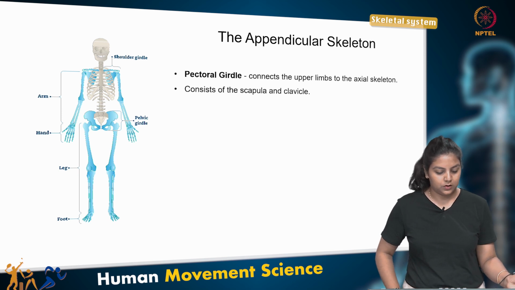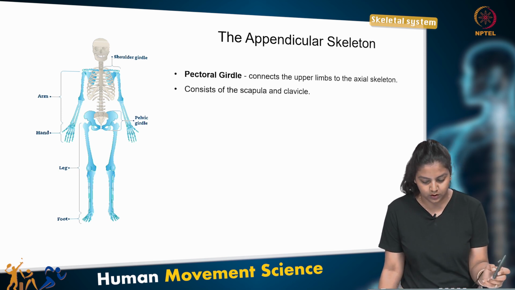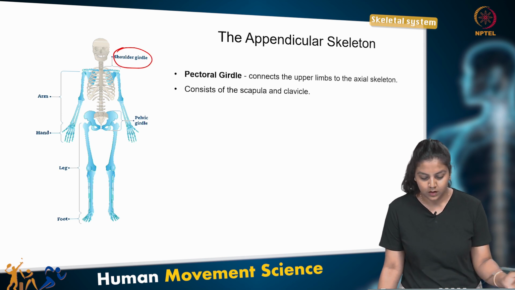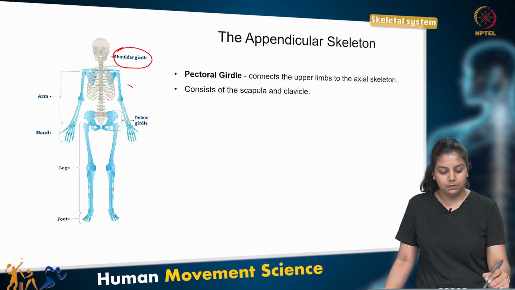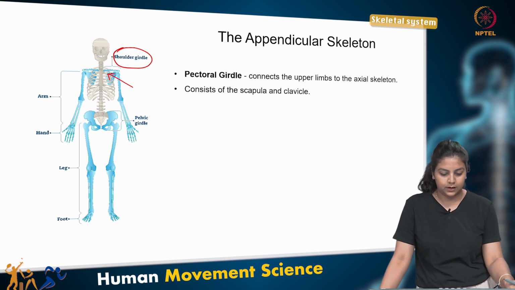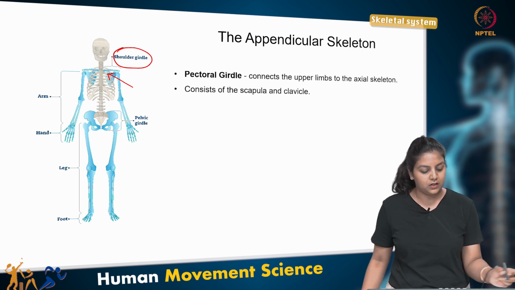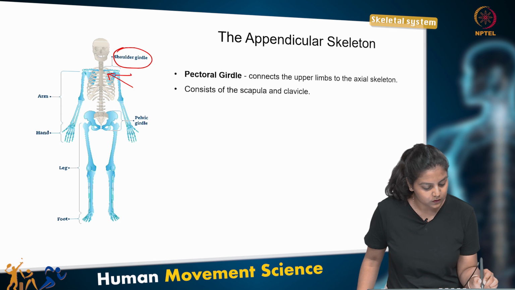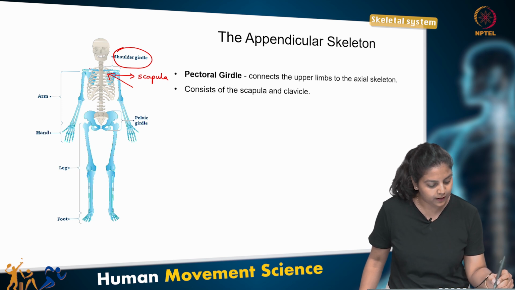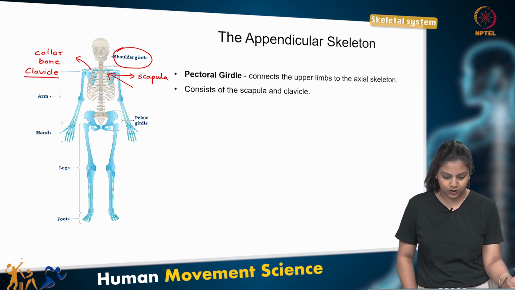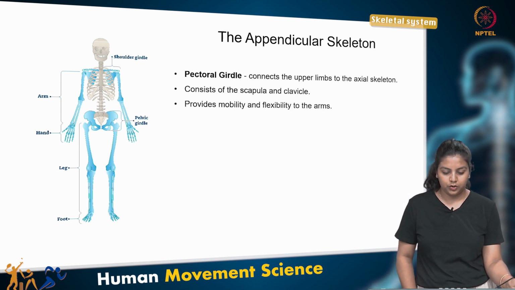So let's look at these girdles. So we have something called the pectoral girdle or the shoulder girdle. It connects the upper limbs to the axial skeleton. So what does it consist of? It consists of this shoulder blade, called the scapula, and then you have your collarbone, that is your clavicle, right? So that's your pectoral girdle or shoulder girdle.